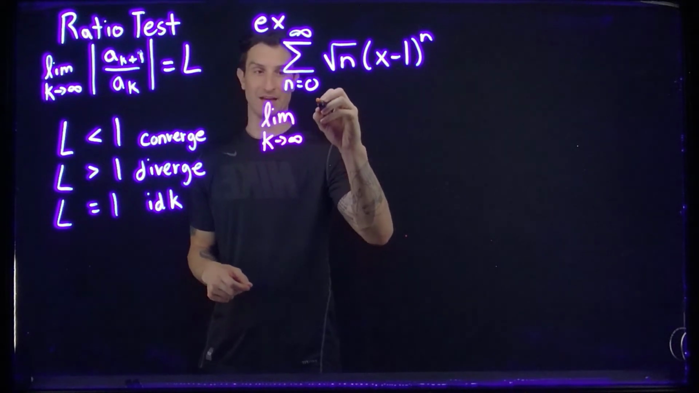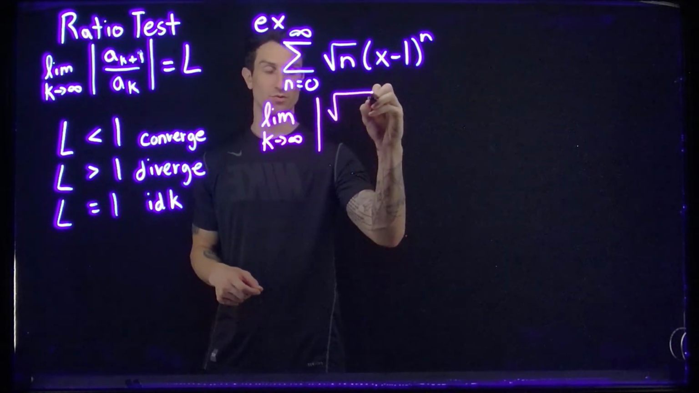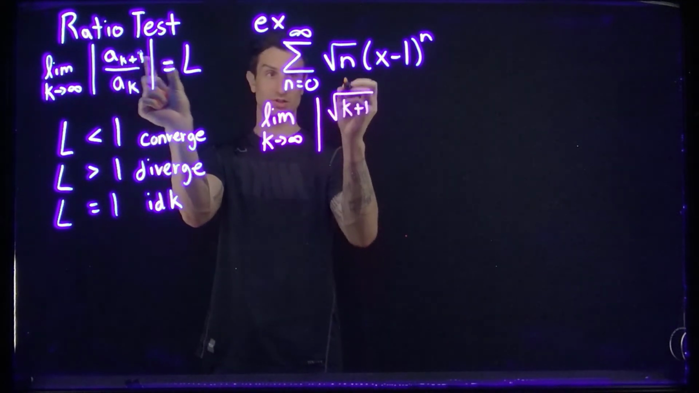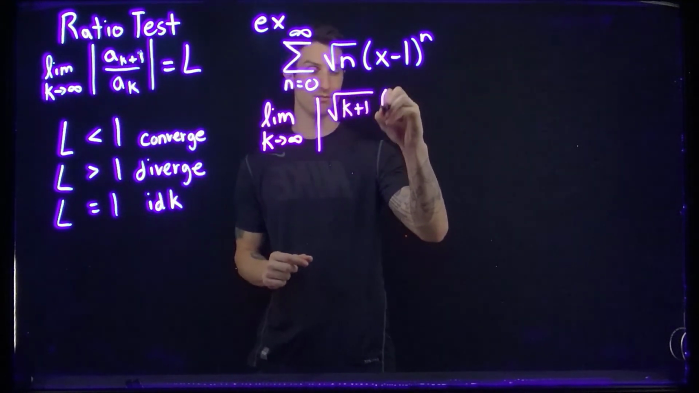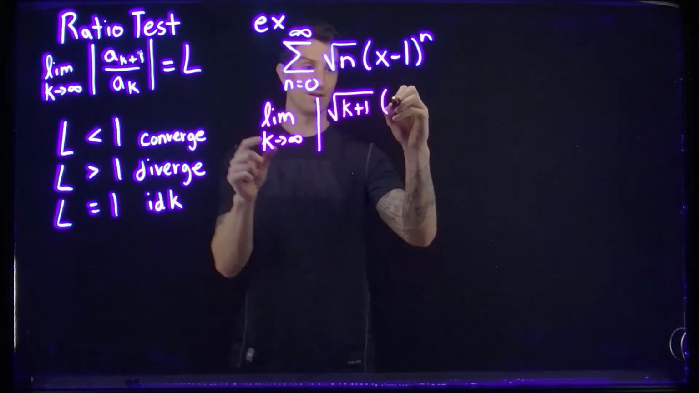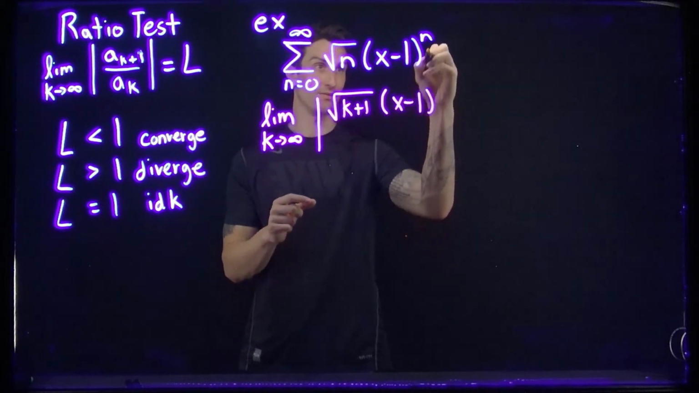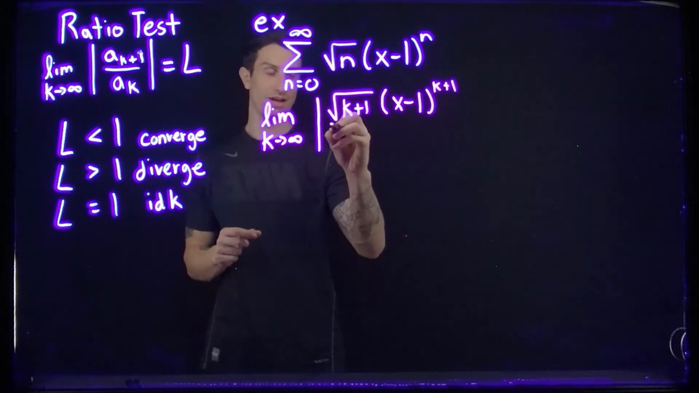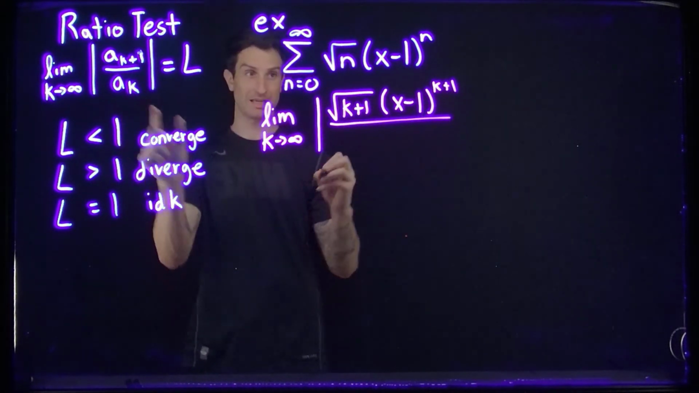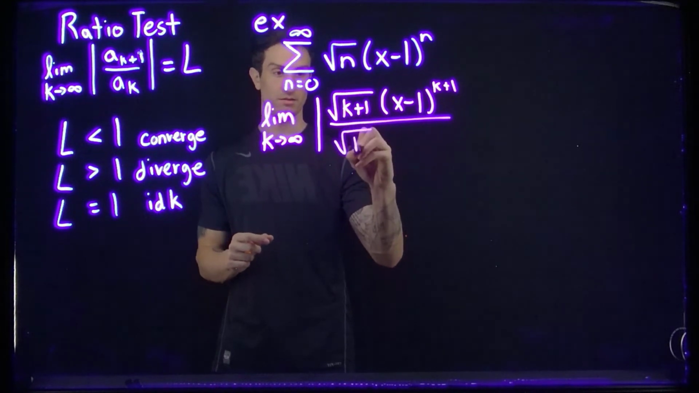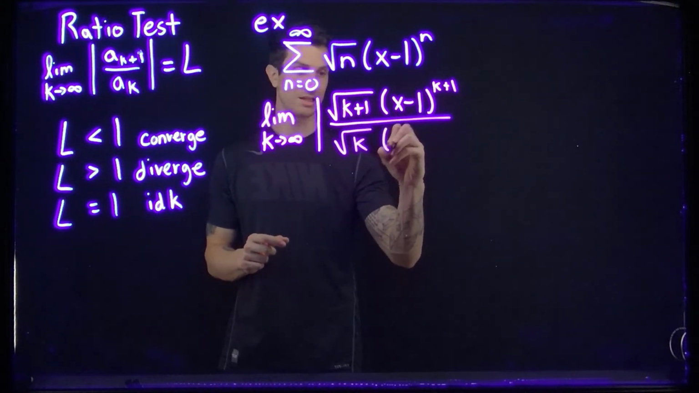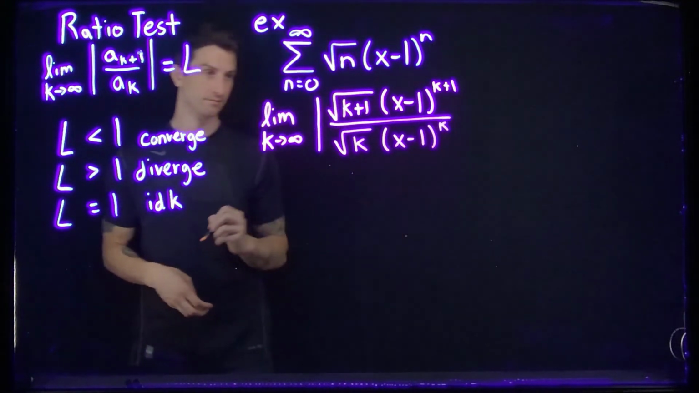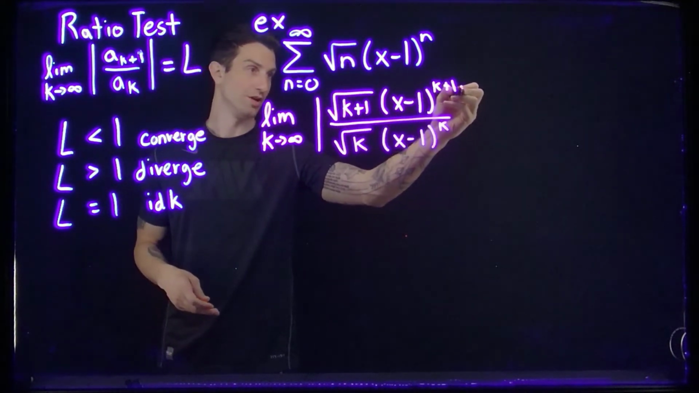Meaning I'm going to have the absolute value of the square root of k plus 1. These k plus 1's just take the place of the n, times, instead of x minus 1 raised to the n, it's going to be k plus 1. And now divided by a to the k, so the square root of k, and then x minus 1 raised to the k. And of course, close your absolute values.